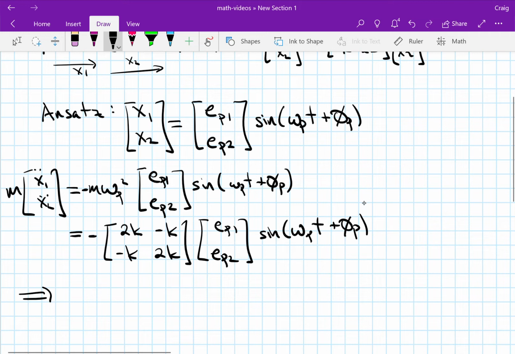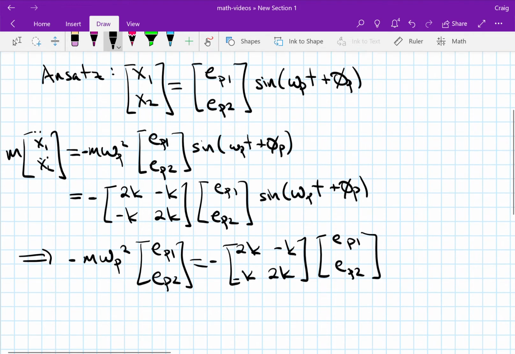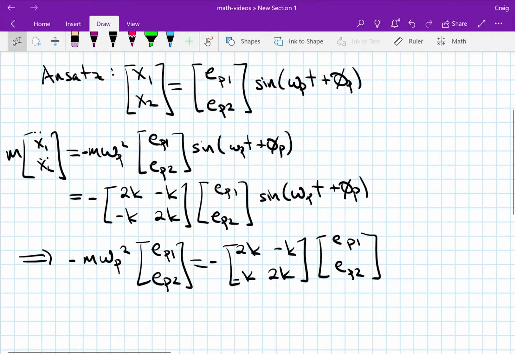So this tells us that negative m omega_p squared on e_p1, e_p2 has to be equal to negative the matrix 2k, minus k, minus k, 2k acting on e_p1, e_p2, and we look at that and we have a vector times a number on the left and a vector times a matrix on the right hand side. That is an eigenvalue problem.